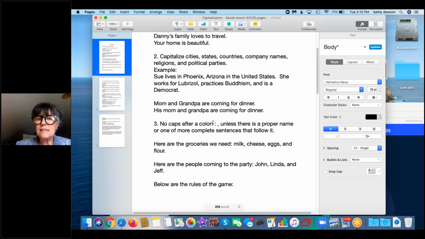So you don't use any capitalization after a colon unless there's a proper name or one or more complete sentences that follow. How do I see the colon that you typed in? Oh, you'll see it in the sentence. As long as you see the 2 little dots, one on top of the other, that's a colon. For example, in this sentence: Here are the groceries we need, colon. Then you list the items that you need to go shopping for. So often after a colon, there's some kind of list or some kind of example.